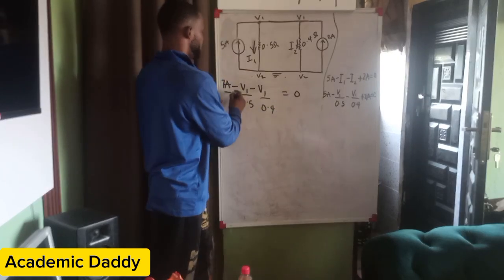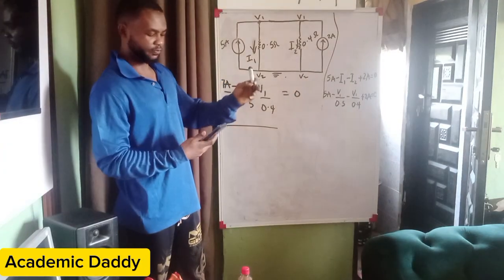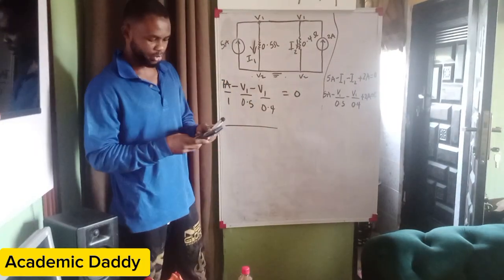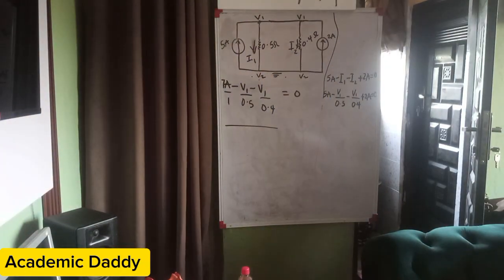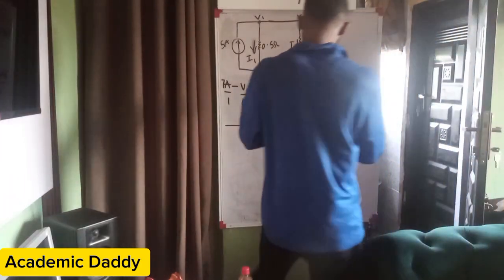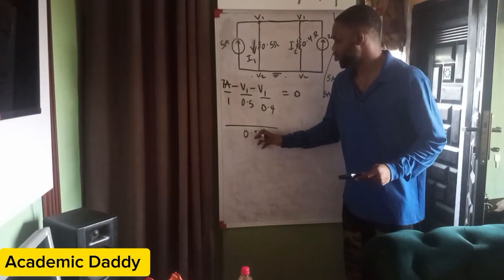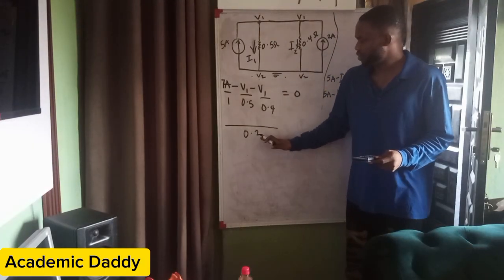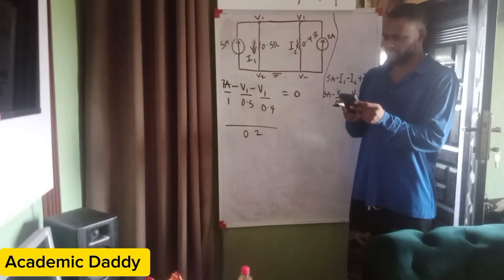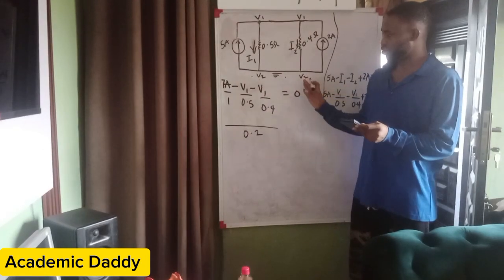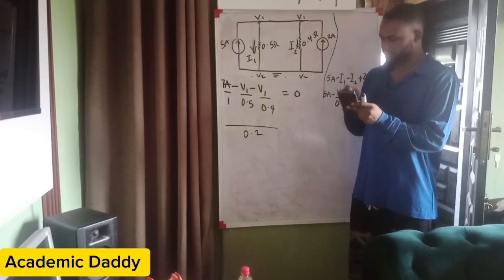Let's just use the principle of LCM. So this is 0.5 times 0.4, which is 0.2. So I have 0.2 here, and 0.2 times 7 is 1.4.